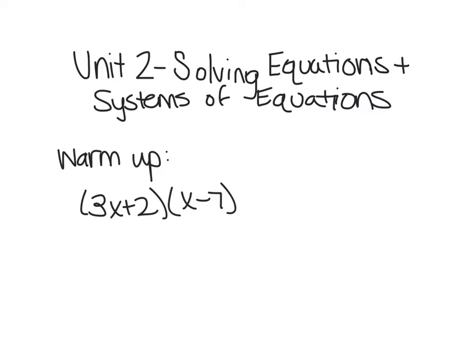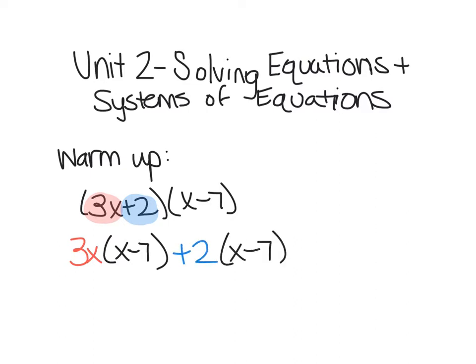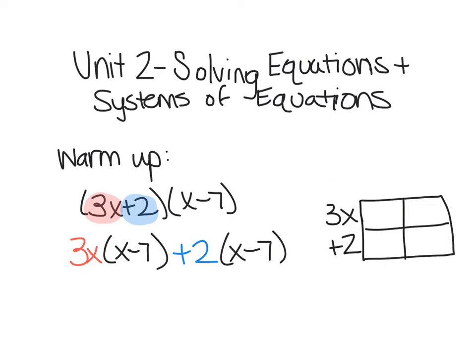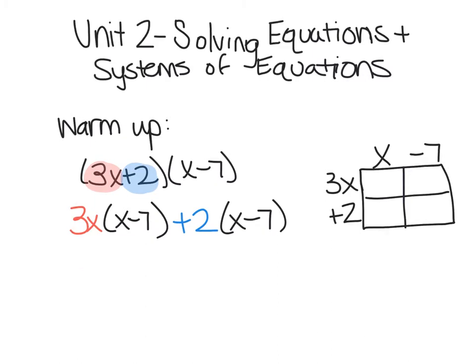Okay, so if you like the double distribute method, I'm going to start with my 3x and distribute that to x minus 7. Then I would take my plus 2 and distribute that to x minus 7. So that's double distribute twice. If you like the area model, this would be 3x and a positive 2, and then an x and minus 7. So whichever way you want to multiply, that is fine, as long as you get the same final answer.